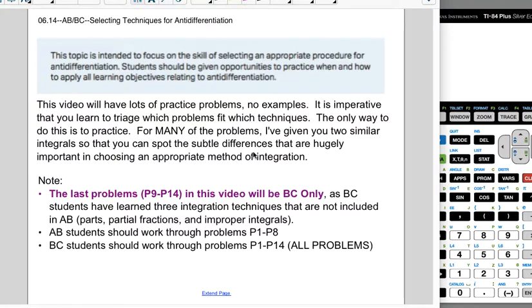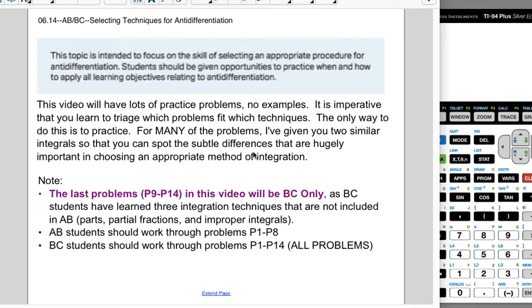No examples. I'm going to walk through them, but I suggest that you pause me first and try them, and then watch what I do to see if your choices were sensible or if something went awry. It's imperative that as you look at an integral, you learn to triage which problems fit which techniques. The only way to do this is to be exposed to a lot of practice.